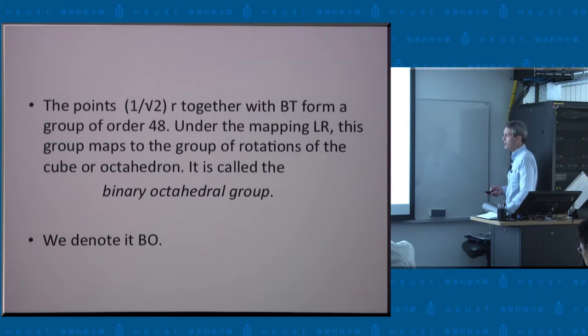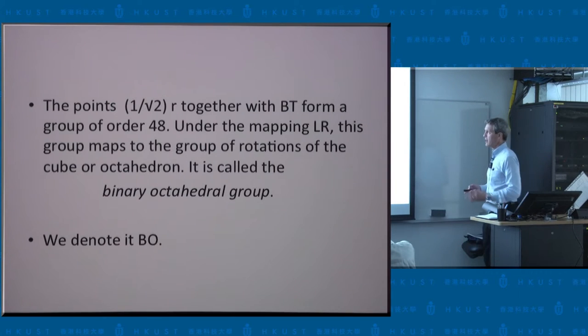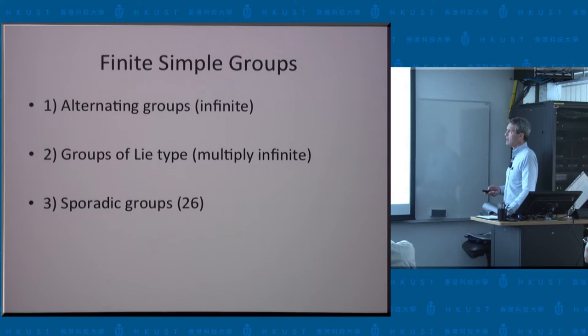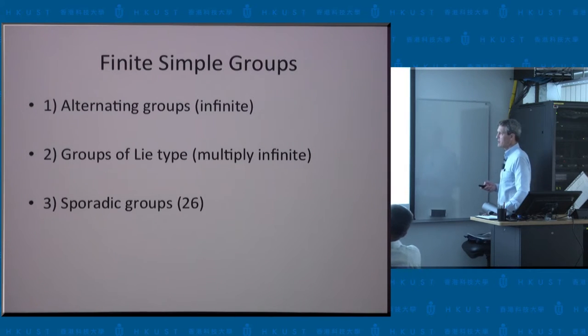Which is called the binary octahedral group. Under the map LR, it turns into the rotations of the cube. Okay. So behind the regular solids in four dimensions, in some sense, you're getting at the essence of group theory by looking at the four-dimensional regular solids, and with the 24 cell, you get this absolutely unique thing.